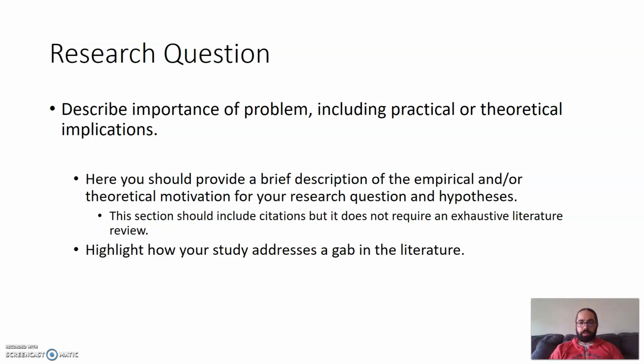Here you should provide a brief description of the empirical or theoretical motivation for your research question and hypotheses. This section should include citations, but it does not require an exhaustive literature review. And ideally here you should highlight how your study addresses a gap in the literature. Now recall, I mentioned earlier that the IRB's job is to evaluate the ethical merit of your research and not necessarily the scientific merit. Here what we're just looking for is that there is some empirical or theoretical rationale for conducting your research.